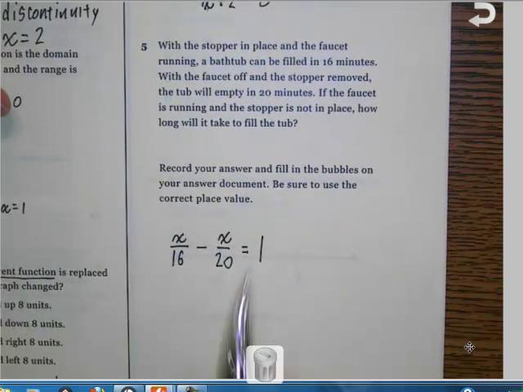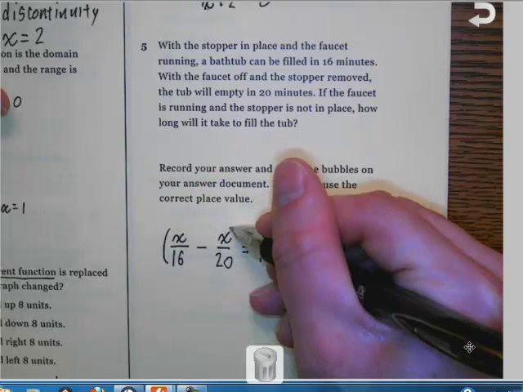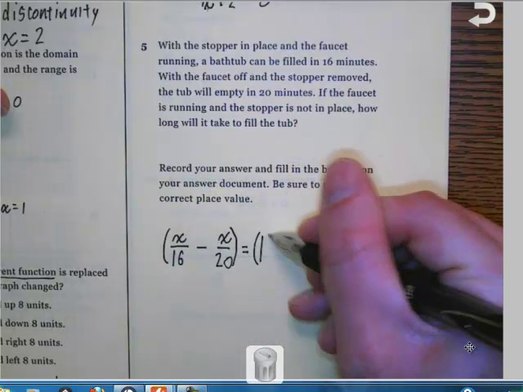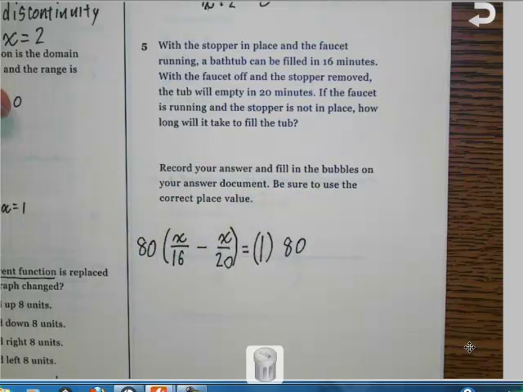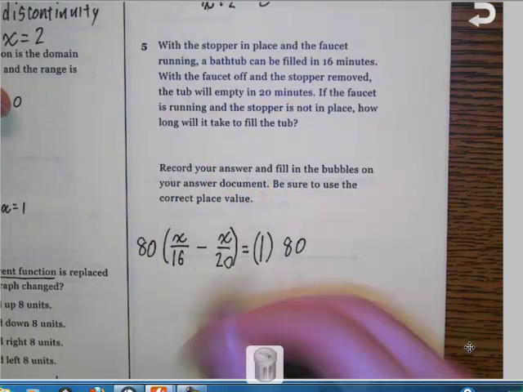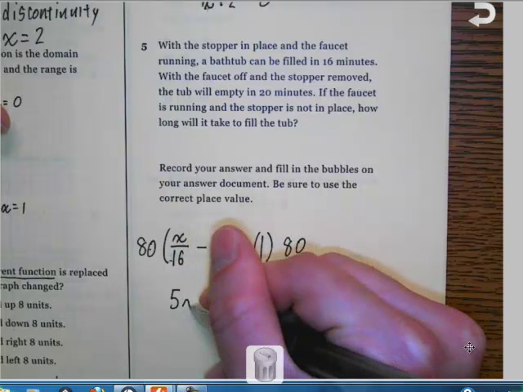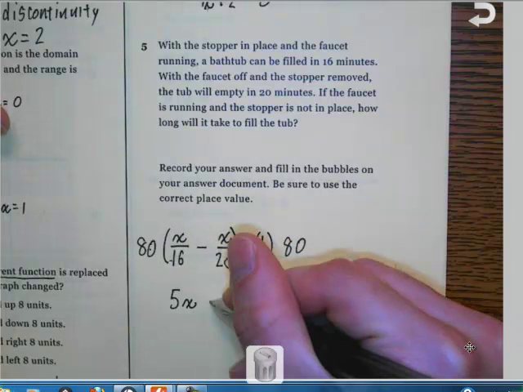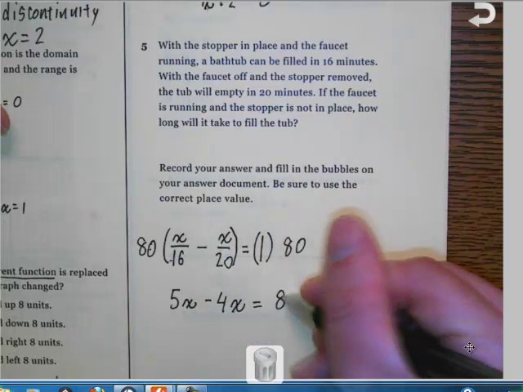And so you find the common multiple of 16 and 20. Well, in this case, the common multiple of 16 and 20 is 80. 80, of course, is 16 times 5 and 20 times 4. So 80 divided by 16 gives you 5, which you multiply by the x. 80 divided by 20 is 4, which you multiply by the x, is equal to 80.